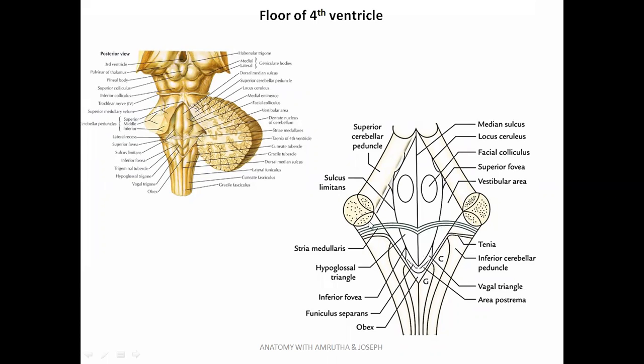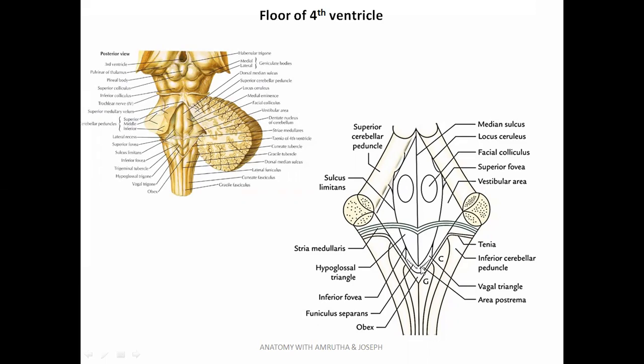Coming to the lower aspect, here you can see that this structure is called the inferior cerebellar peduncle. The whole structure is the inferior cerebellar peduncle. It cannot be seen very clearly in this area, but here you can definitely see the inferior cerebellar peduncle. Now, remember again the median sulcus and the sulcus limitans. You can see how it is joining.